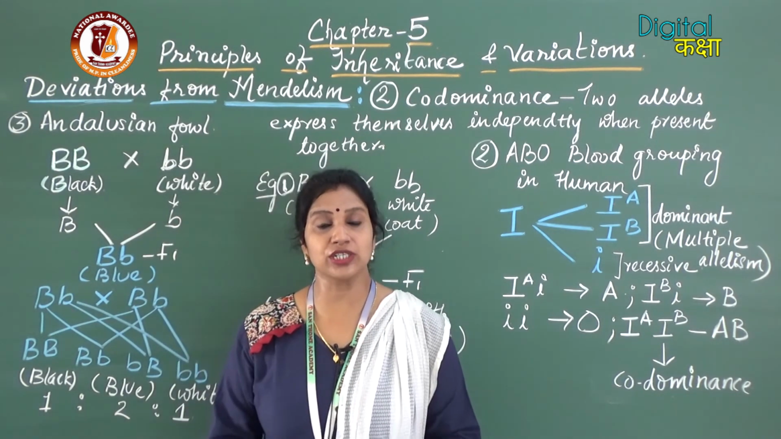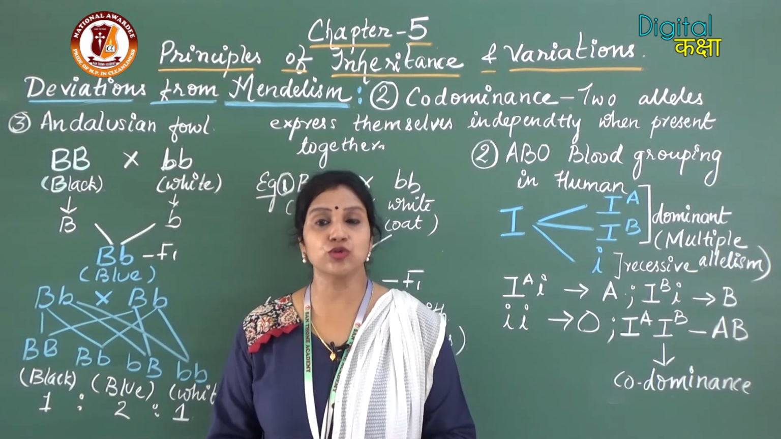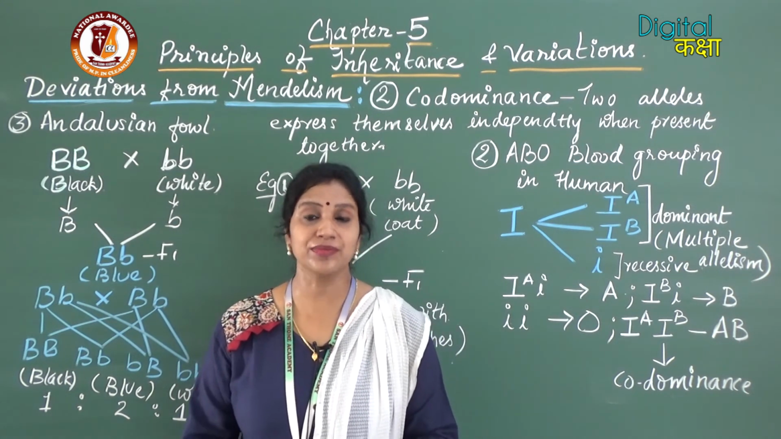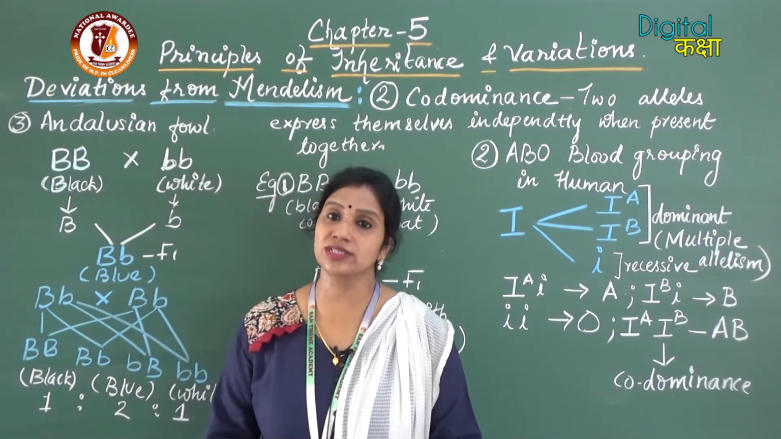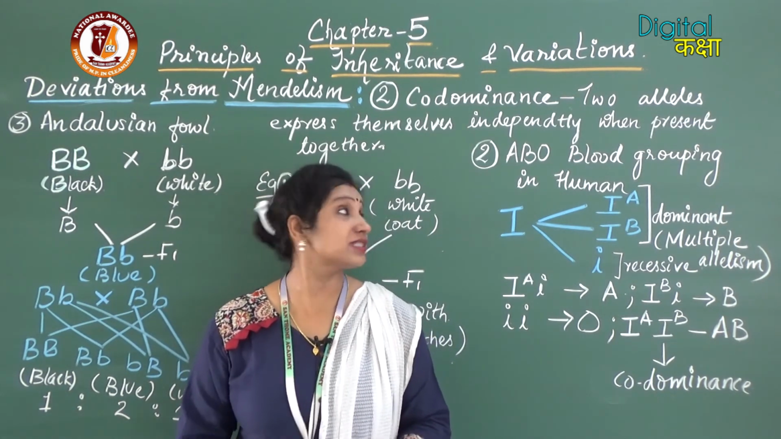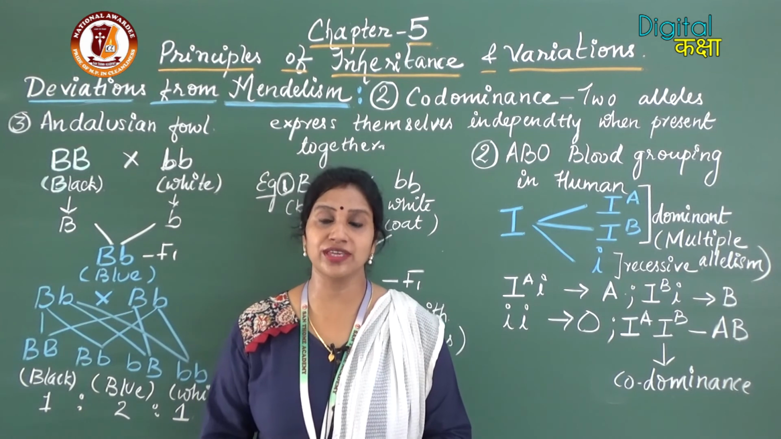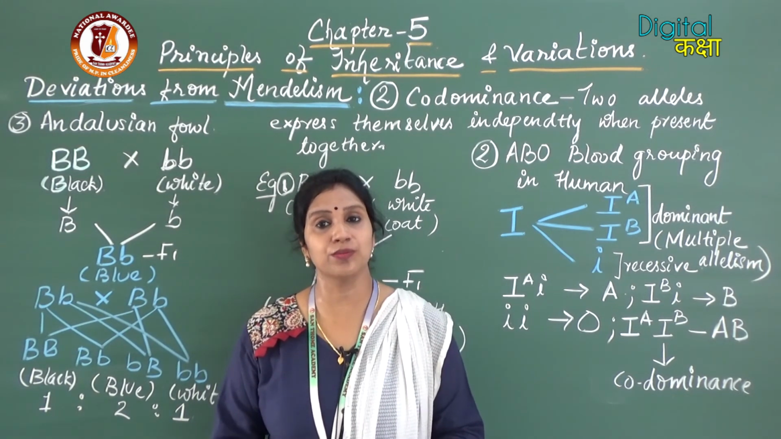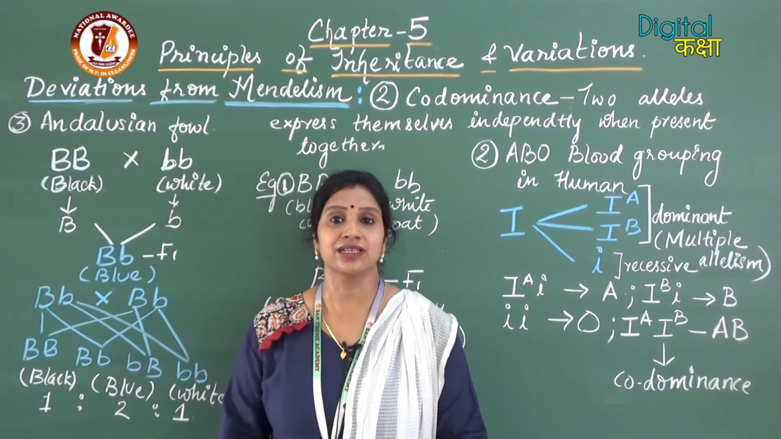So in this video we have studied the deviations from Mendelism. The first deviation was incomplete dominance and the second deviation was codominance, where we studied the ABO blood grouping system.